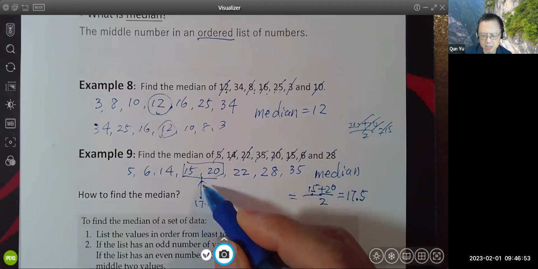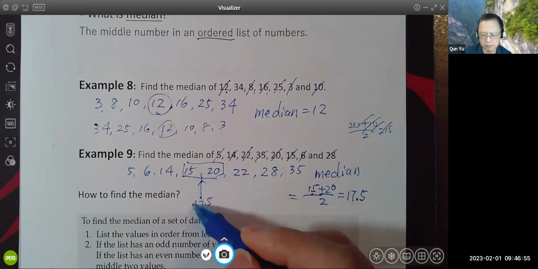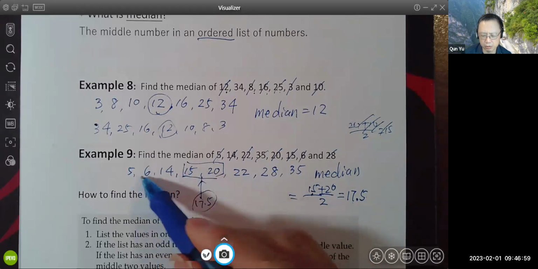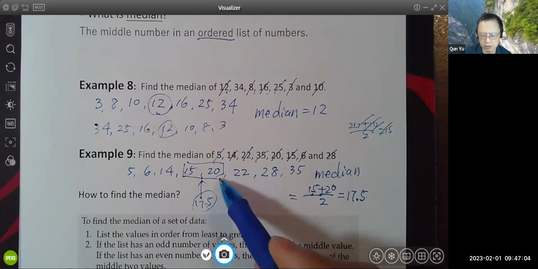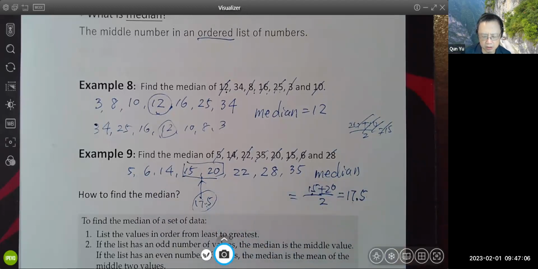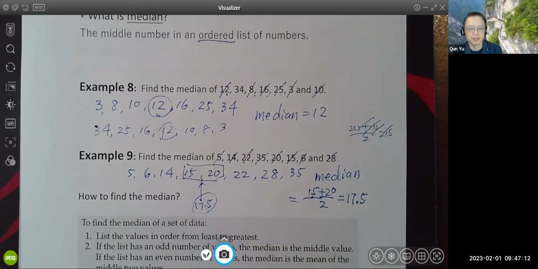If this one is in the middle, how many numbers are in front of the 17.5? We have 1, 2, 3, 4 in front of this. How many numbers after that? 1, 2, 3, 4. They have an equal number of numbers before it and after it. That's why this is the median. I hope this makes sense to you.